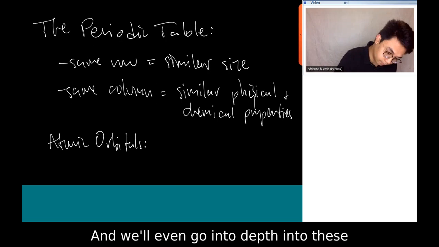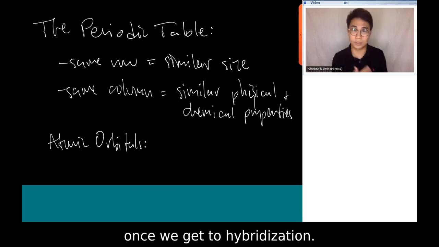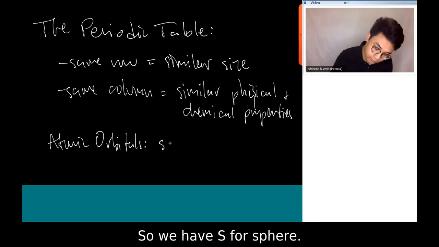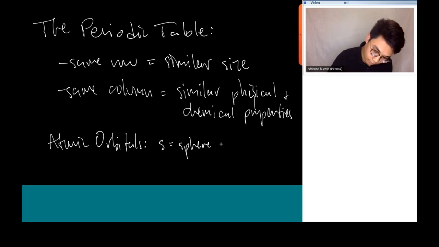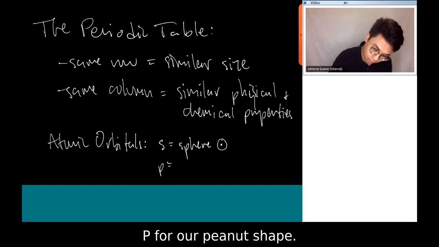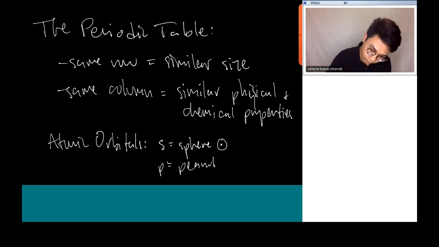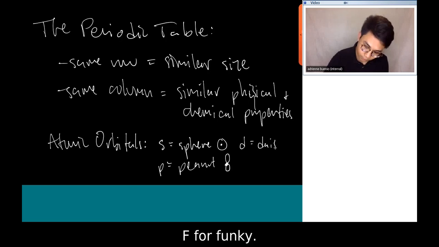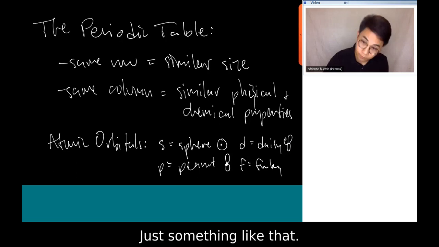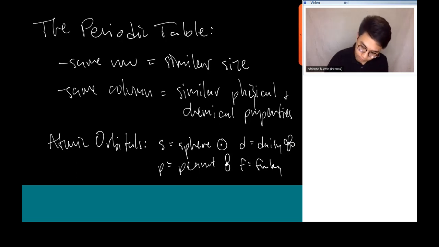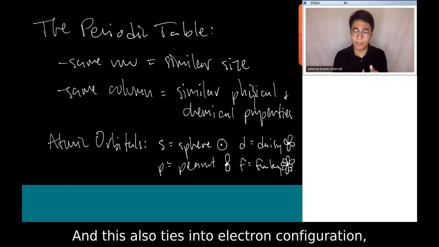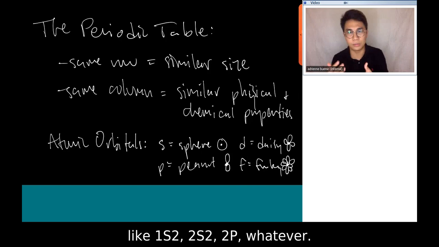And we'll even go into depth into these once we get to hybridization. So we have S for sphere, P for our peanut shape, D for daisy, F for funky. And this also ties into electron configuration, like 1s2, 2s2, 2p, whatever, right?